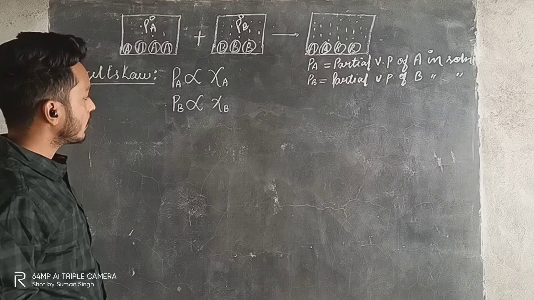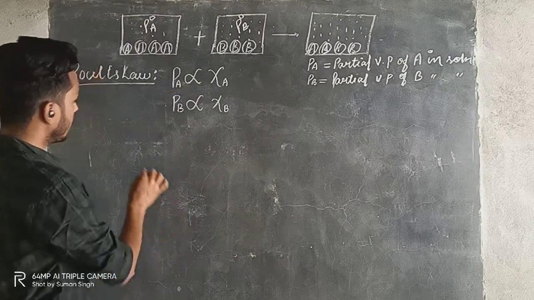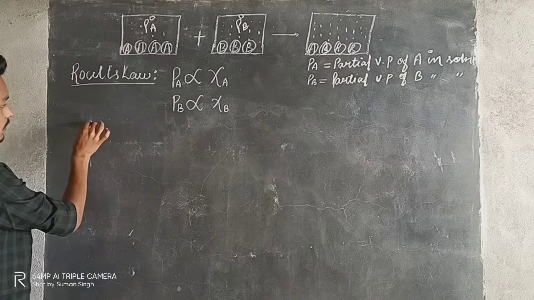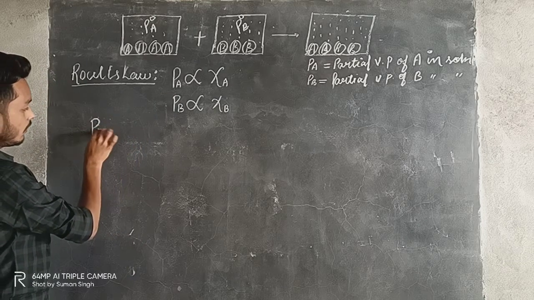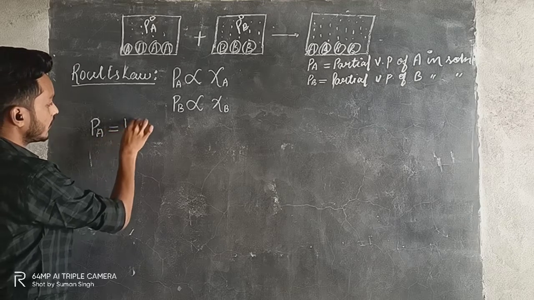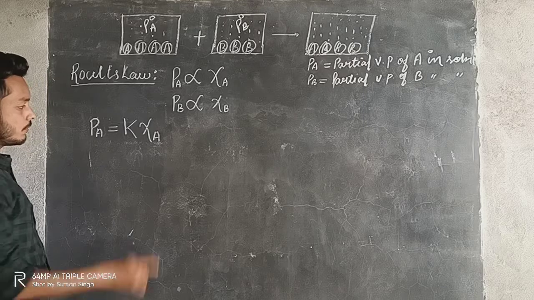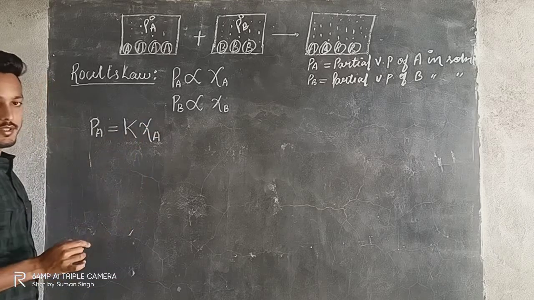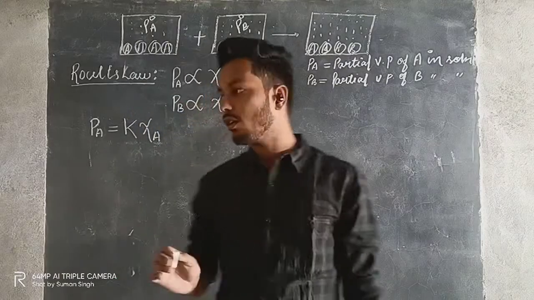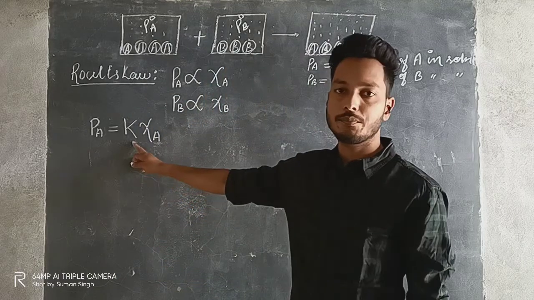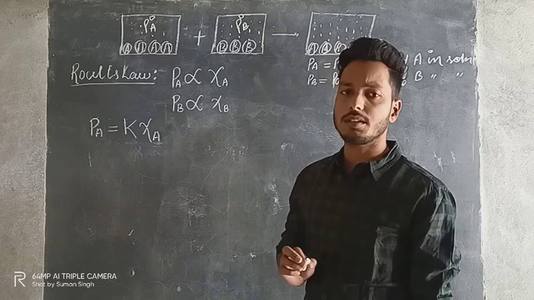Next, to remove this directly proportional sign, we will replace it with K. This K is a constant here. Now we will try to find the value of this K. To find it, we have to assume something.